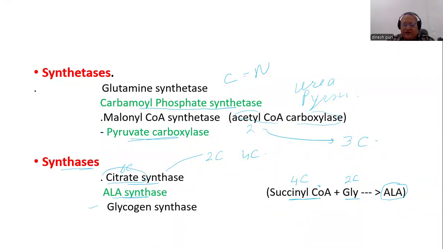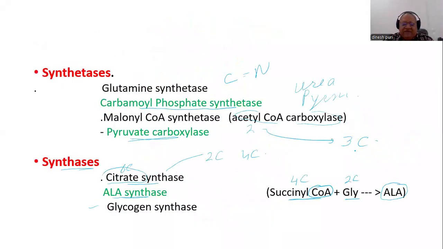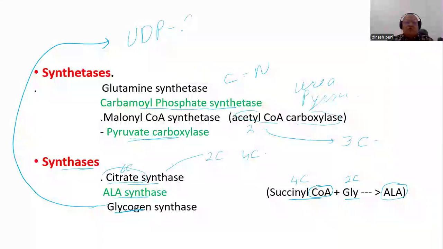And then glycogen synthase. Here also, you can see that the substrate is energized. Energized substrate. इस रिएक्शन में एसिटाइल कोएंजाइम में, दूसरे रिएक्शन में ALA synthase में सक्सिनाइल CoA. Wherever you add CoA, the thioester, the compound becomes energized. And one more example, glycogen synthase. I'm not going to talk details about it, but in glycogen synthase the energized substrate is called UDP glucose. Glucose molecule is attached to UDP, uridine diphosphate. So it becomes a very highly energized compound.